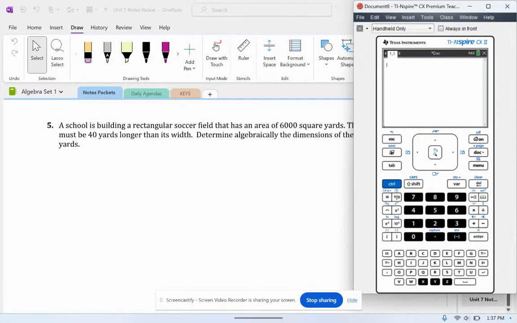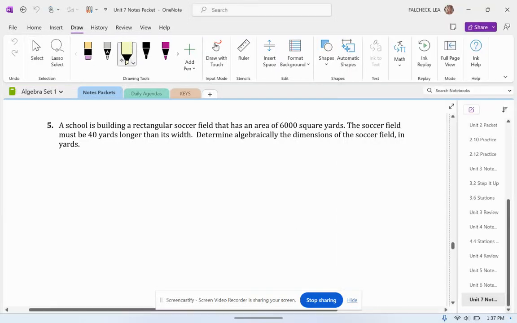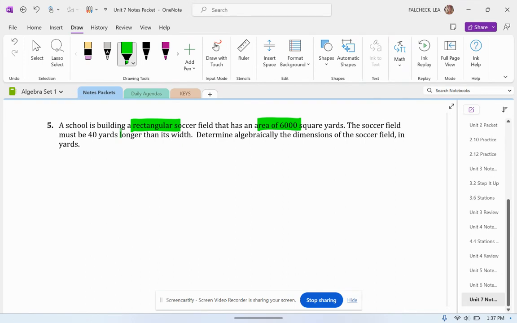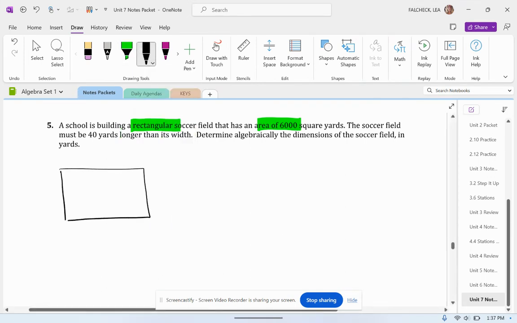A school is building a rectangular soccer field that has an area of 6,000 square yards. So this guy is going to be rectangular. He has an area of 6,000, so that means I'm going to draw a rectangle and put an area of 6,000 in the middle. The soccer field must be 40 yards longer than its width. So the width is unknown, but the length is only 40 yards longer than the width.